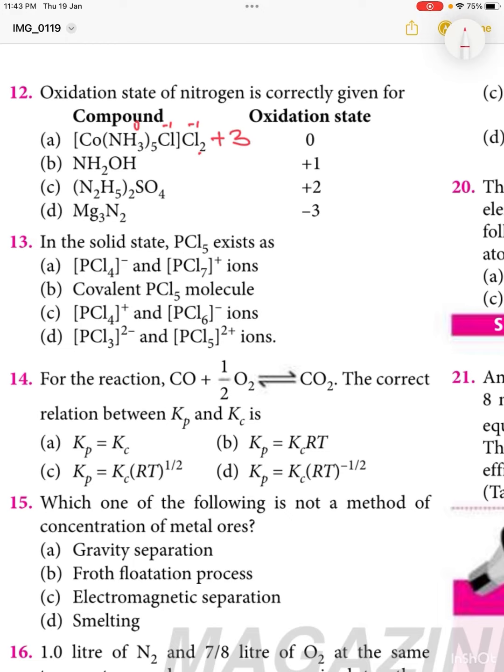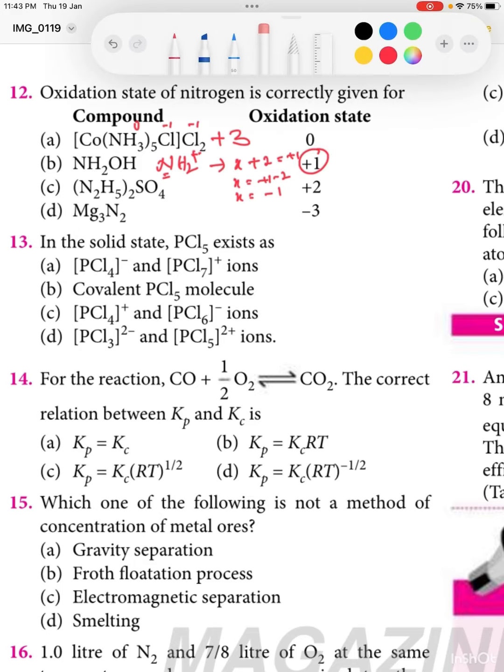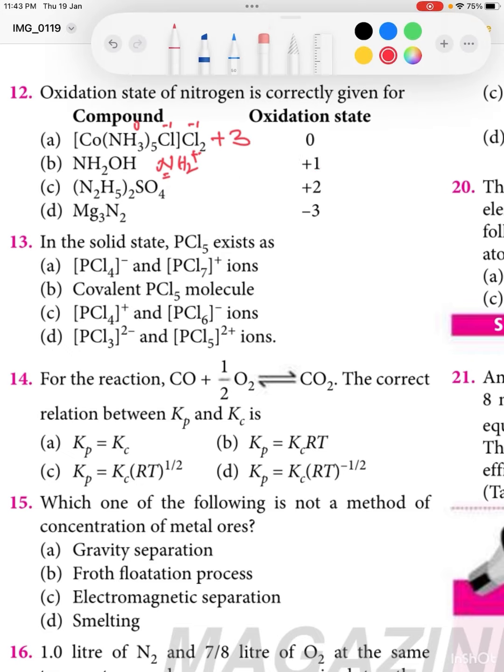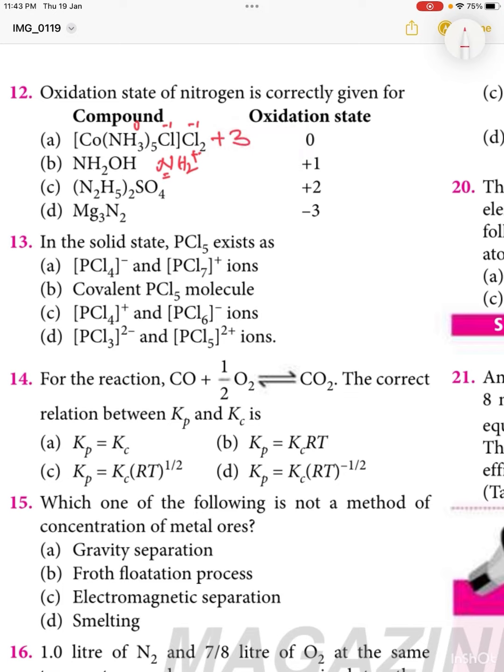So NH2OH minus, NH2 plus we can write. So here the oxidation state of nitrogen, if you see, X plus 2 is equal to +1, then X is equal to +1 minus 2, then what will we get? -1. But here they gave +1. That is also wrong. So you can say this is -1.